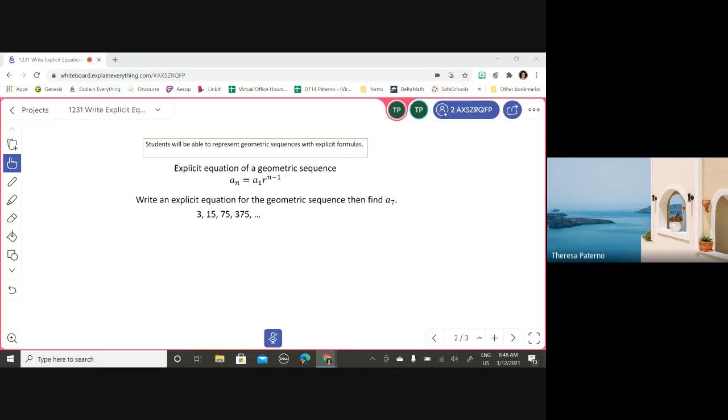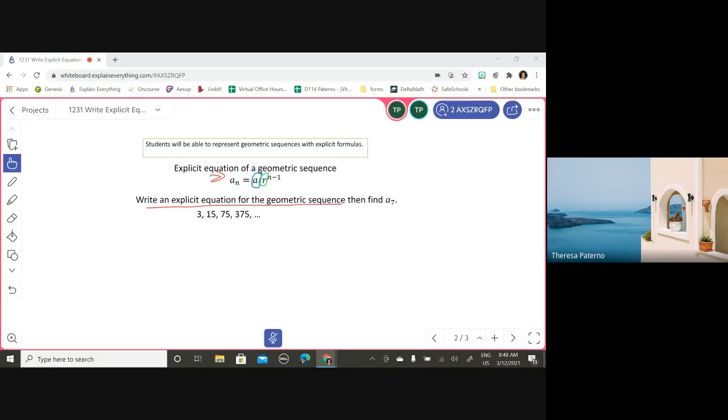Here we have the general form of an explicit equation of a geometric sequence. And here's our first problem, and I'll demonstrate this in a sec. All right, so our first job is to write the explicit equation. Here we've got the general formula. There are two things we have to plug into this. We have to plug in a sub 1 and we have to plug in r.